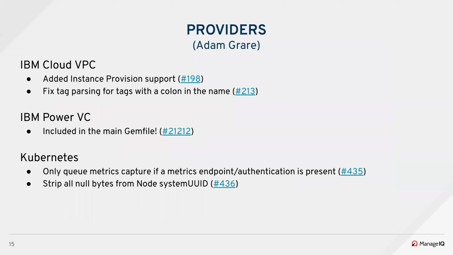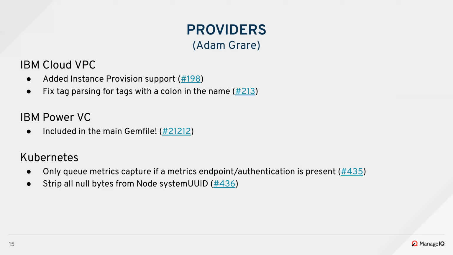For IBM Cloud VPC, a pretty big chunk of work landed this sprint where instance provisioning is now supported. So you can go through and do lifecycle provisioning for VPC. Thanks to Jared for that. It was a huge amount of work spanning a lot of months, and he finally finished it this sprint, which is great. He also fixed an issue with tag parsing. If there was a tag with a colon in the name, VPC indicates that a colon is separating the tag name and value. But if there was a colon in the name, then our parser wasn't handling that properly.